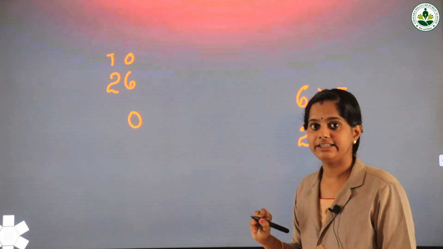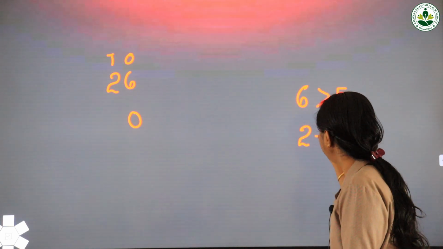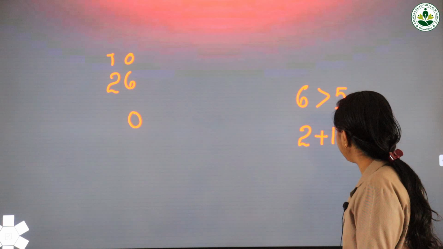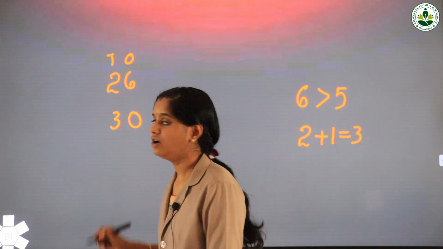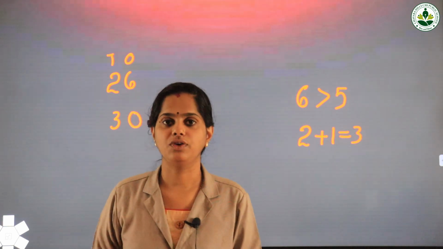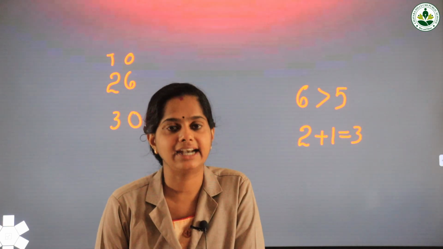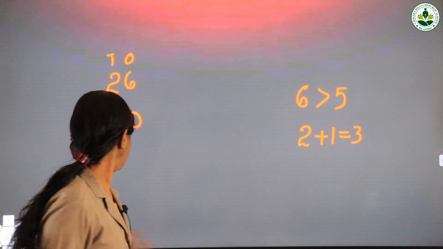Here the digit in the tens place is 2. Adding 1 we get 3. So, we can write 3 in the tens place. So, we can round off 26 to 30 to the nearest 10.